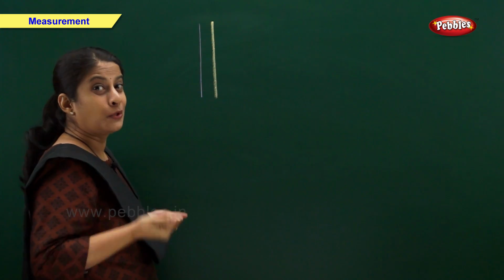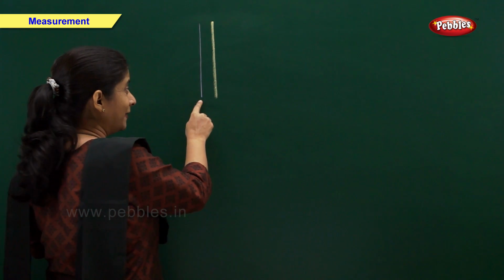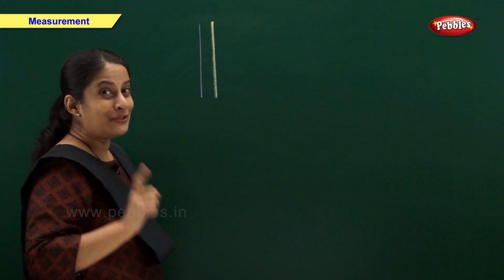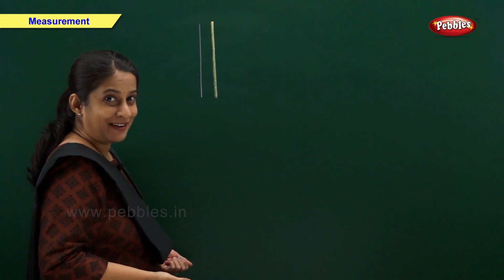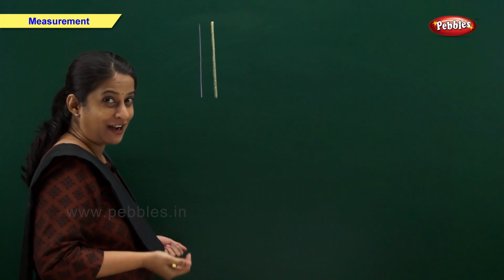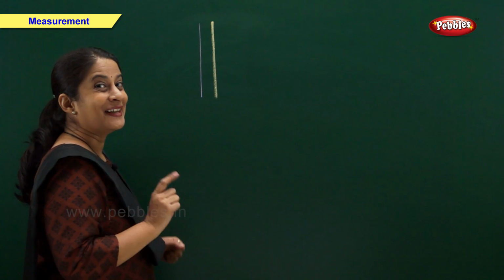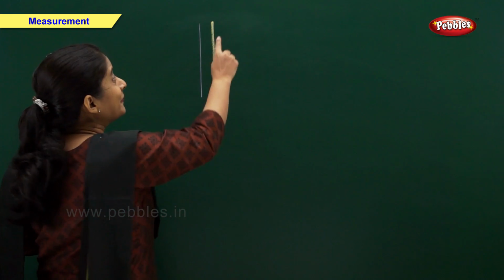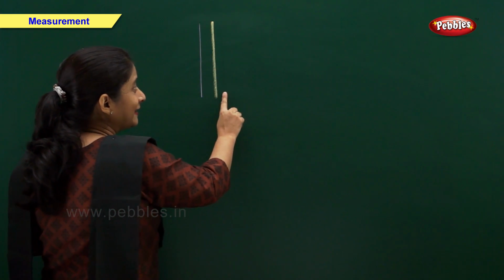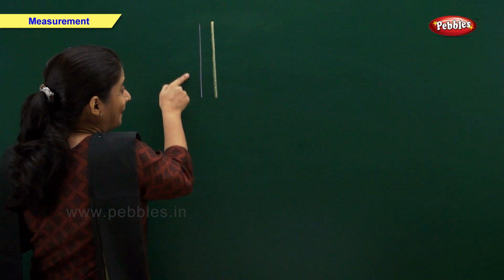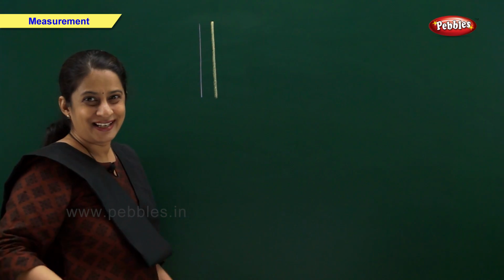We have two lines, purple and yellow. And now you tell me which line is thicker and which line is thinner. Come on, tell me fast. Right. Yellow line is thicker. Purple line is thinner.